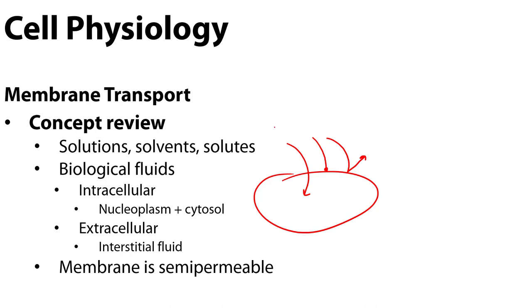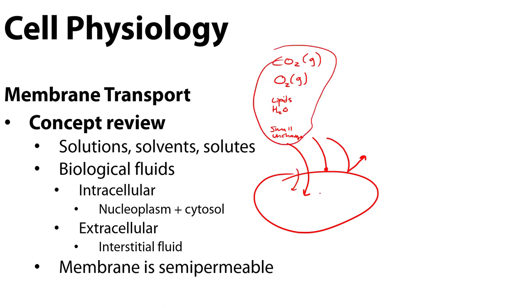For example, if it's small and uncharged, an example of that might be lipids, it might be water, and the key ones, oxygen gas and carbon dioxide. All these things here are small enough to sneak into the cell freely. They diffuse into the cell.